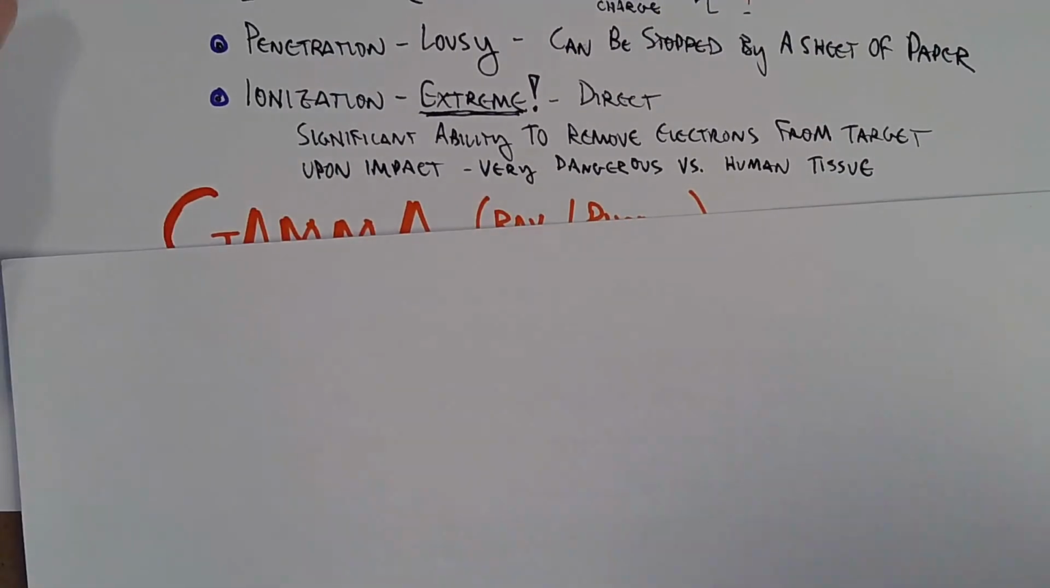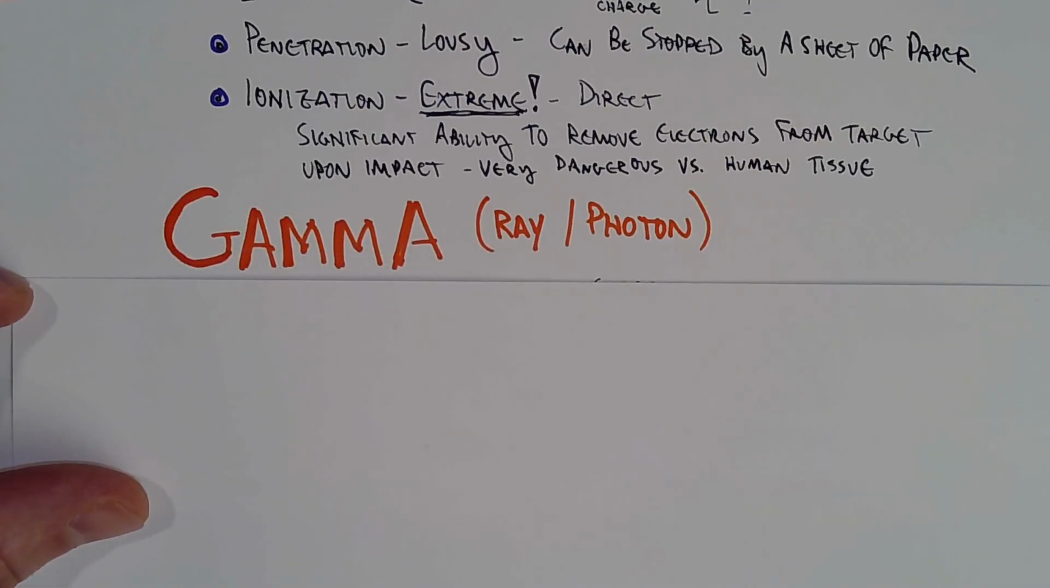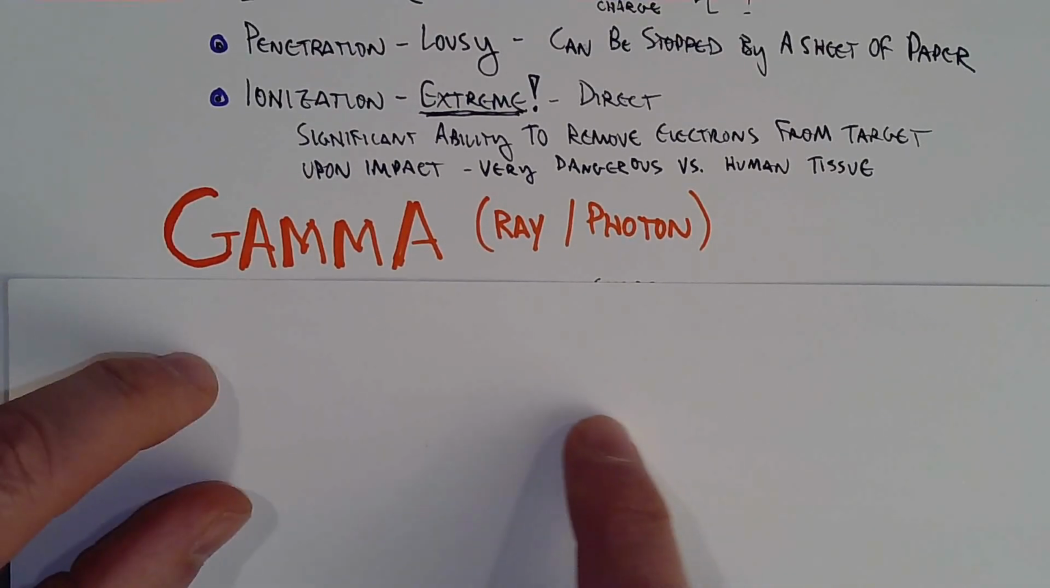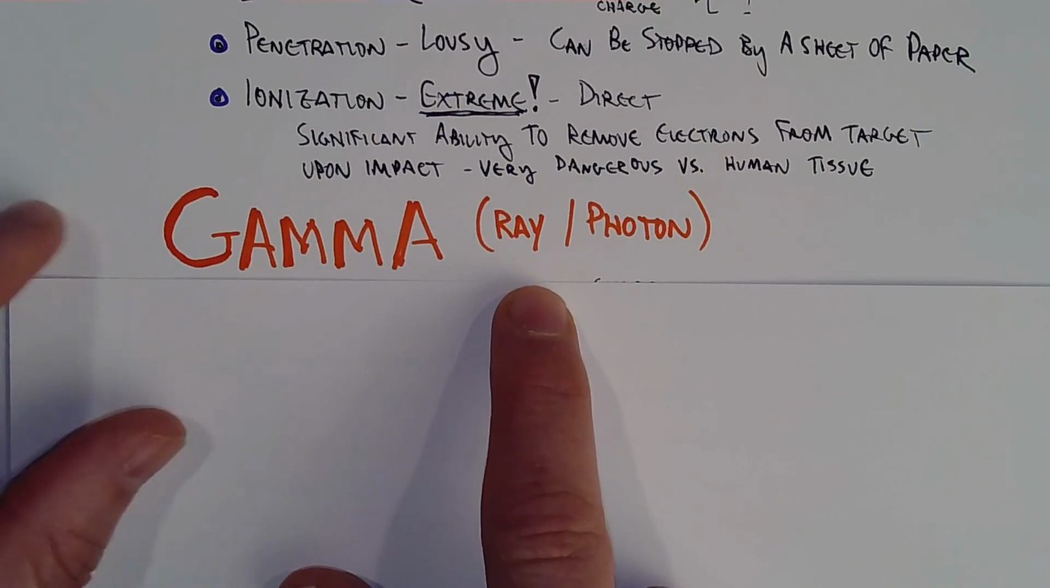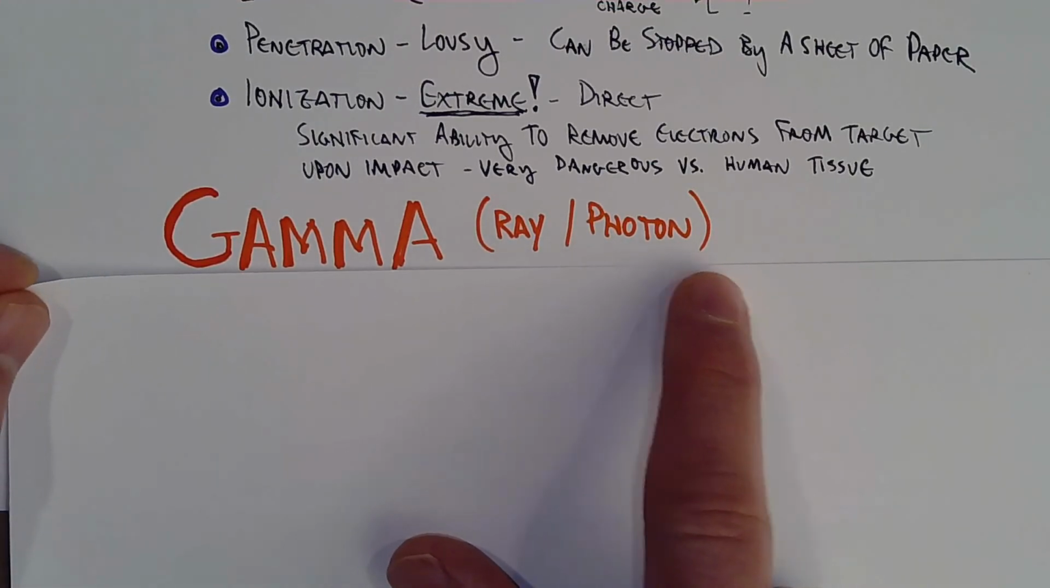The second one, and if you listen carefully, you may occasionally hear me screw this up. Alpha is an alpha particle. Gamma is not a particle. Gamma, and again, we're going to go to the third one next. Gamma is sometimes referred to as a gamma ray. A little more technically, sometimes it's referred to as a gamma photon.